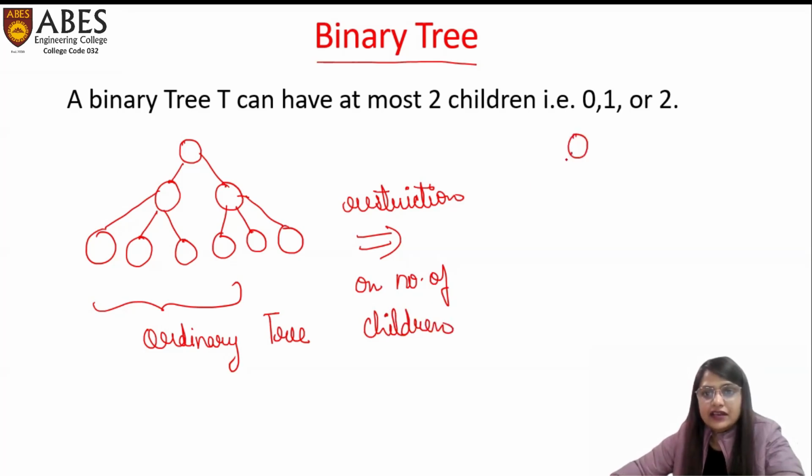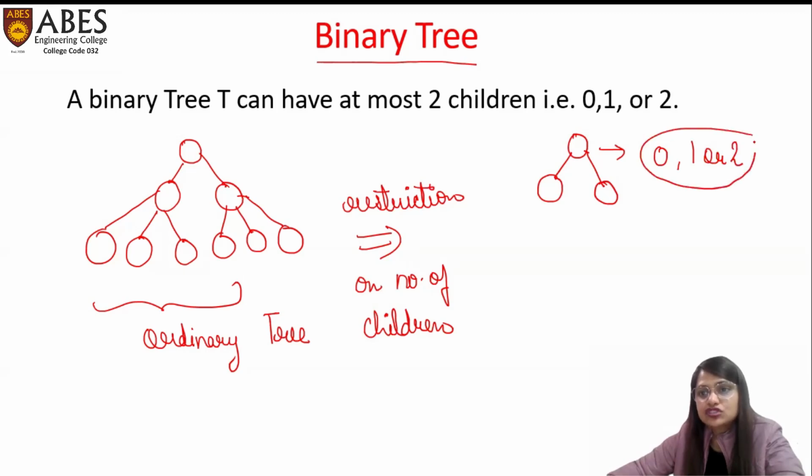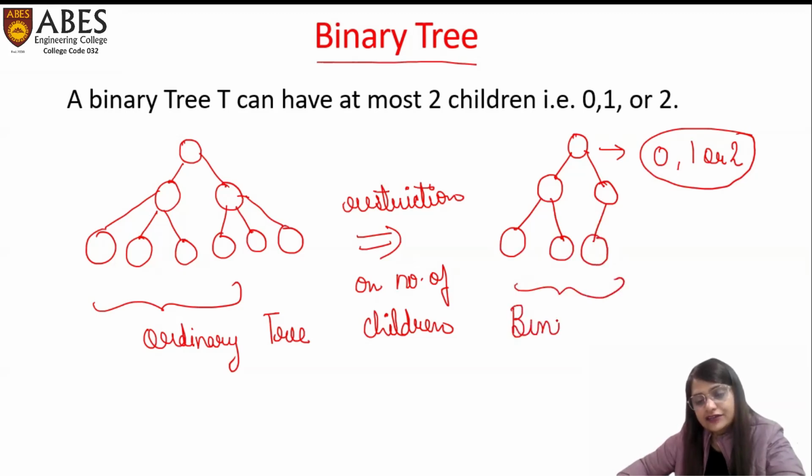For example, a binary tree has the restriction that a particular node can have either 0, 1 or 2 children. At most, it can have 2 children. So this representation will be a representation for a binary tree. This will be considered as a binary tree.